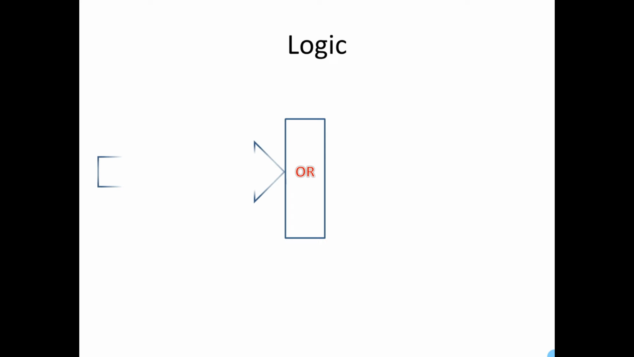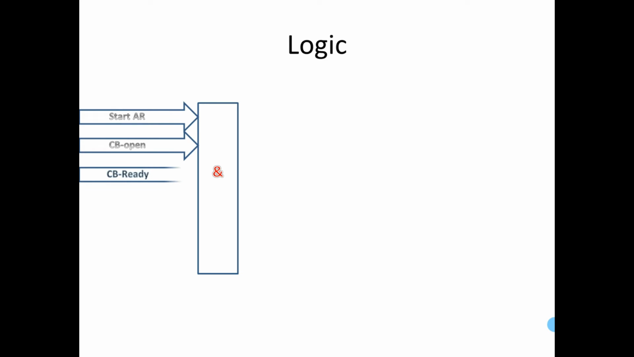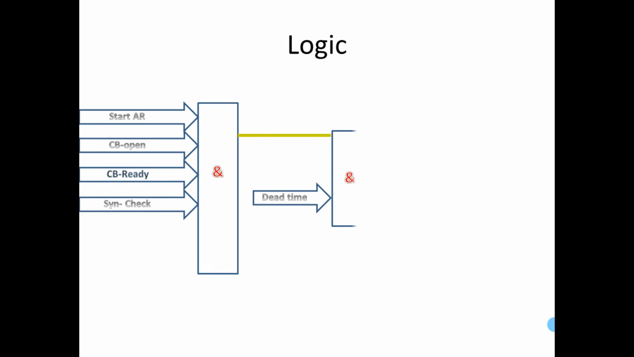Now we will see the logic. First, the relay should receive the start AR signal. Once it receives it, it will also check the CB status, that is, it should go from close to open status, and then it will check the CB ready status. Once all this is satisfied, it will go for checking sync check, and if all is okay, the timer starts from this start AutoRecloser to the sync check. If it is within this time, it will give the CB close command.